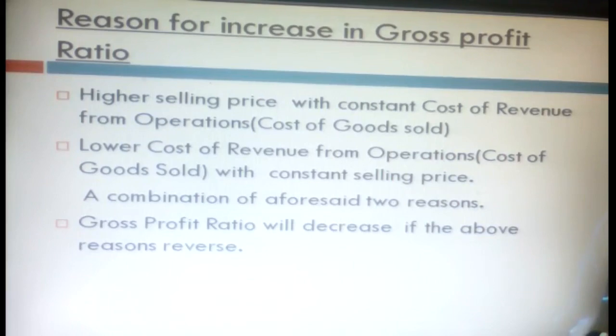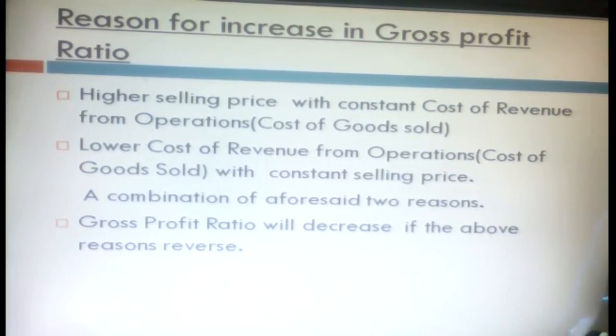Similarly, a lower cost of revenue from operations. Our cost of goods sold is very low, but our selling price is constant. Earlier, the selling price increased and cost of goods sold was constant. Here the selling price is constant, but the cost of goods sold is lower. Okay, that is the difference. The combination of both also gives you a reason for an increase in gross profit ratio. The gross profit ratio will decrease if the above reasons reverse.